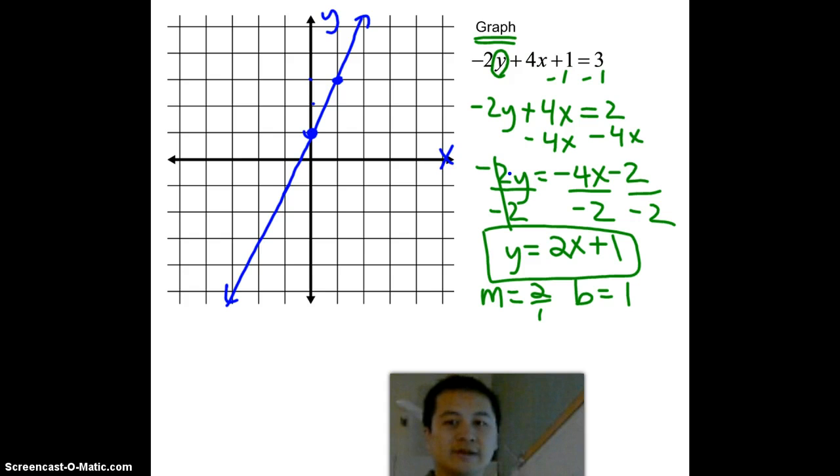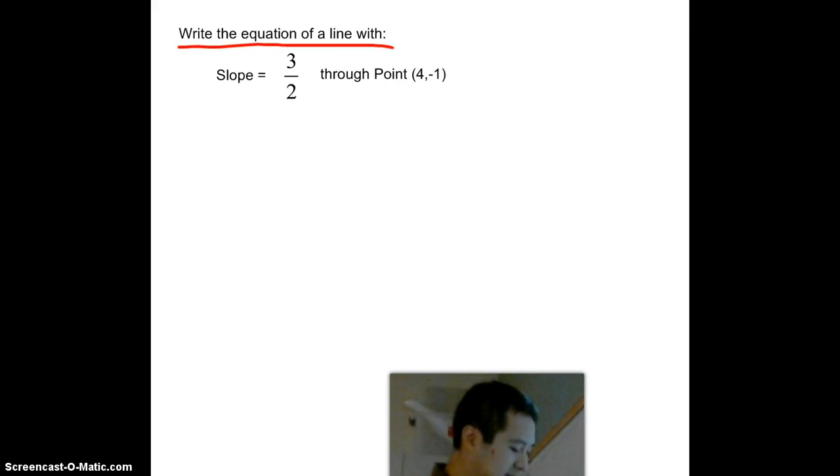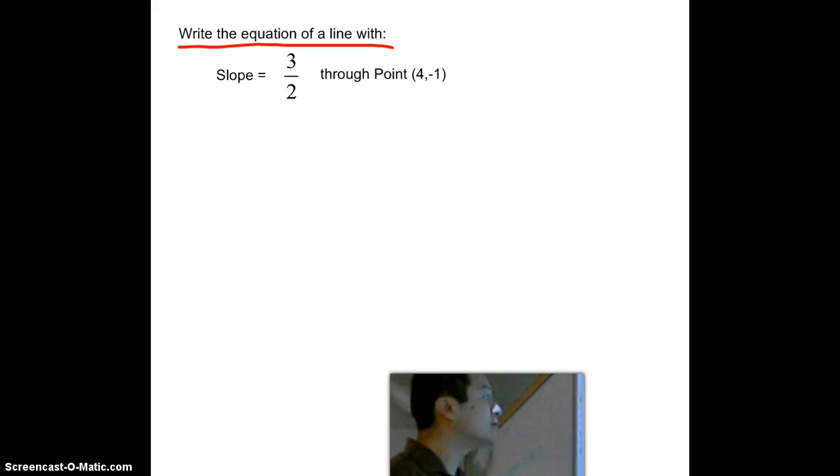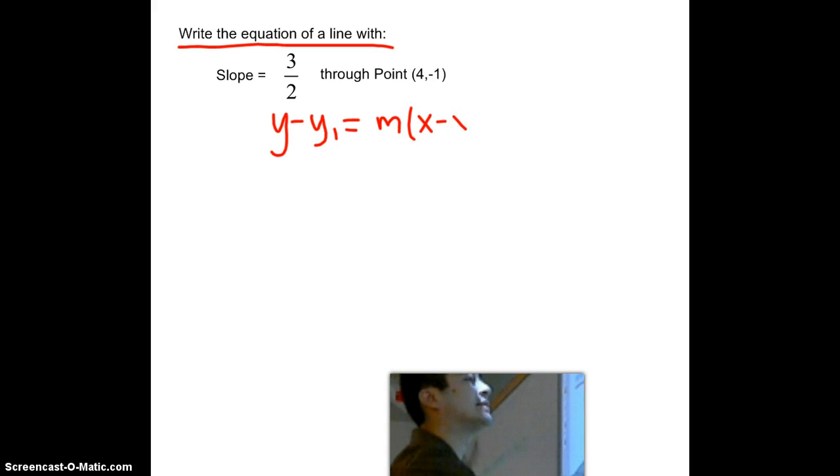How do you guys feel? Still good? Alright, you guys ready to write the equation of a line? Let's take a look at this. It says write the equation of a line. Every time you hear the words write the equation of a line, use what form? Use point slope form. So every time you use an equation, I recommend you write it out. If you remember, it's y minus y1 equals m times x minus x1.